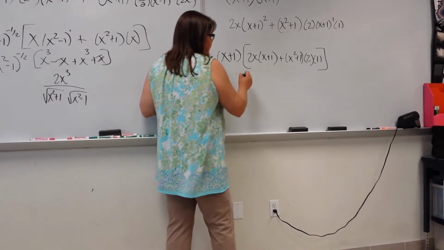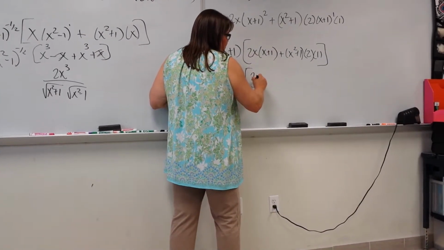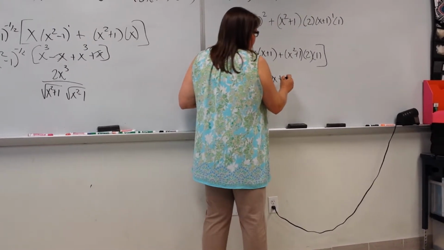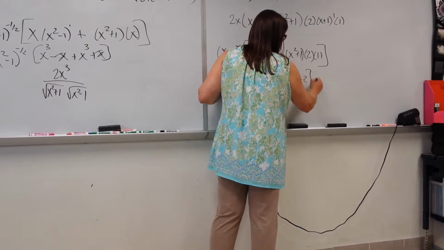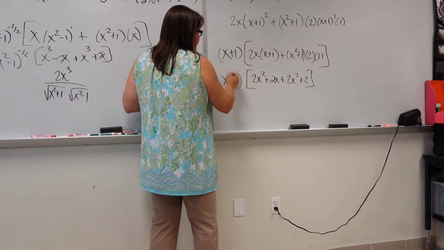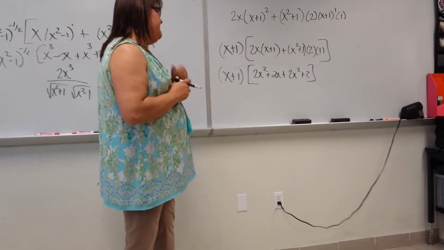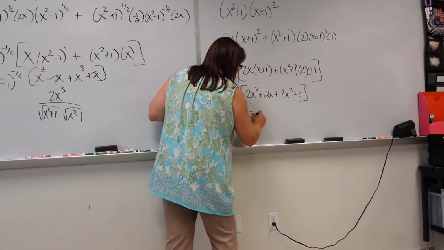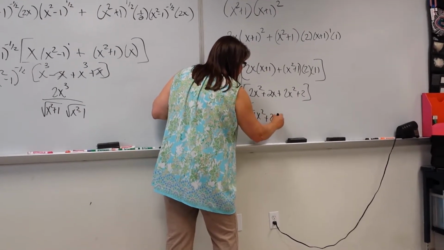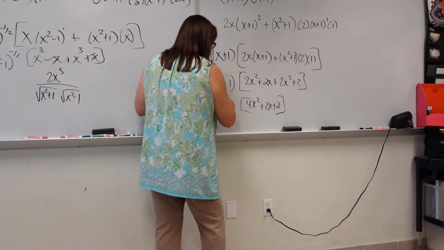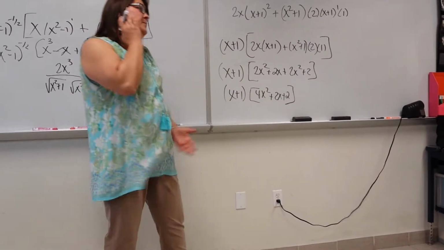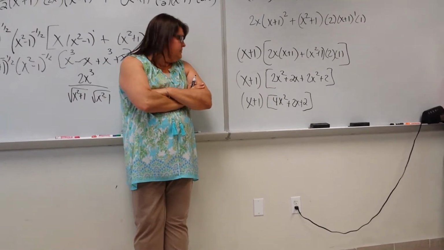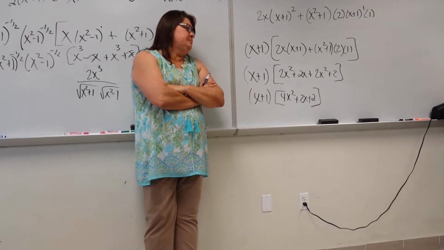Okay. If I clean it up a little bit, I have 2x squared plus 2x, plus 2x squared plus 2. The x plus 1 is still going for a ride. And you can still factor something out on the inside, because we have 4x squared plus 2x plus 2. You could probably pull out a 2 from the inside. I don't know how you would factor it. I don't think it's factorable.